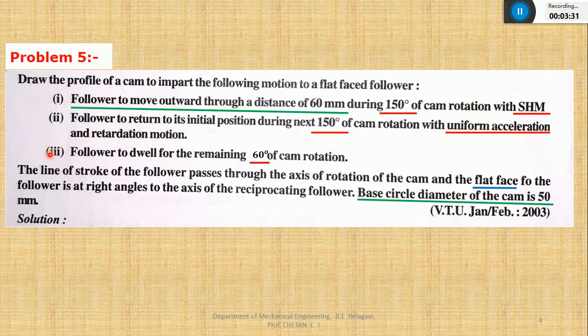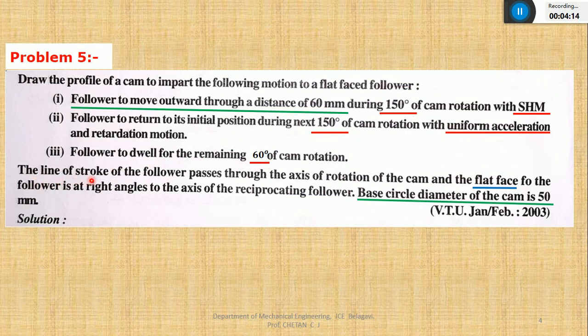And after this, the third condition, follower to dwell for the remaining 60 degree of cam rotation. So after covering a total of 300, for the next 60, the follower will be under rest. It means the follower will move outward for 150 degree of cam rotation, and immediately it will come down. It will return back for the next 150, and for the next 60 degree of cam rotation, there will not be any movement of the follower. It means it remains in the downward position for the next 60 degree. The displacement of the follower for the next 60 is 0. That's why it is called dwell. It means theta d2 is 60 degree.